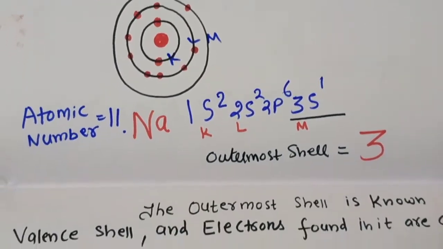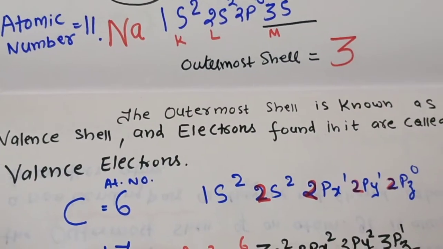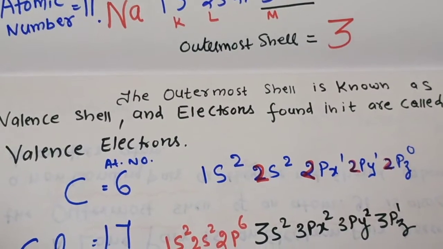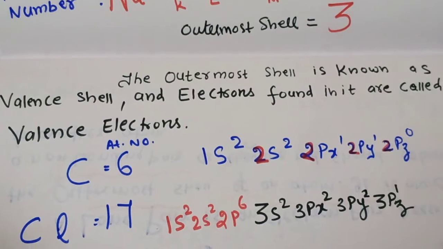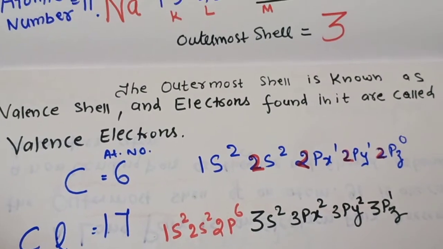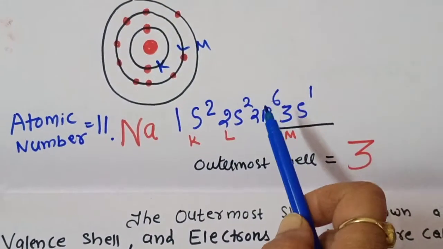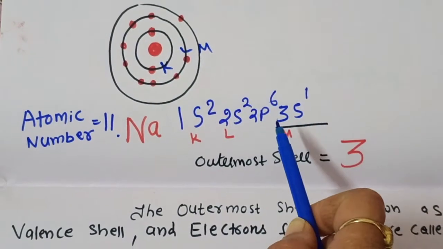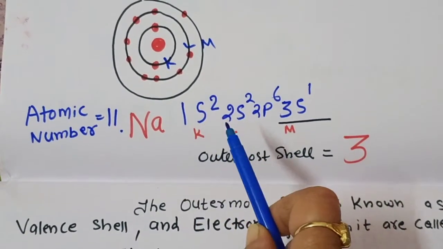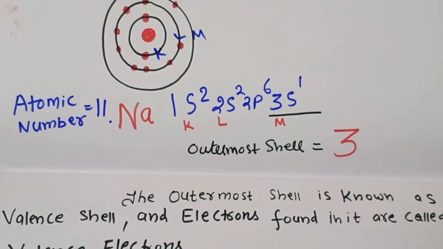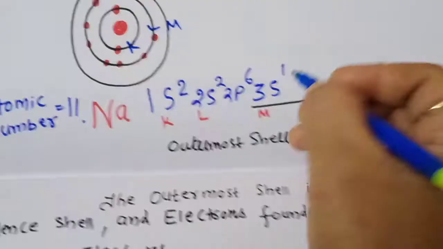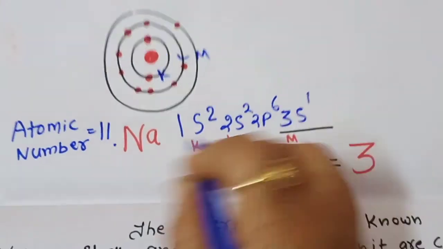So we can define the valence shell as the outermost shell, and the electrons found in it are called the valence electrons. Means the electrons present in the outermost shell are termed valence electrons. It is the shell number which we write last in the electronic configuration. So you can say that this 3 is your outermost shell in the case of sodium.